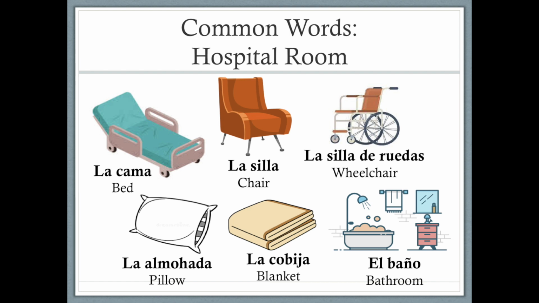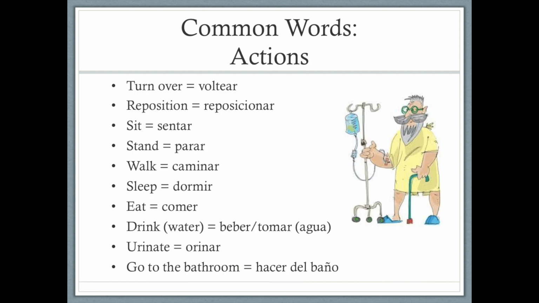La almohada is the pillow. La cobija is the blanket. And el baño is the bathroom. Next, let's talk about a couple of common verbs. Turn over, like roll over in the bed, is voltear. Reposition is reposicionar. And then let's skip down to the bottom of the list because we'll go over some of these other ones in more detail in just a minute. Orinar is urinate or go pee. And hacer del baño is go to the bathroom.